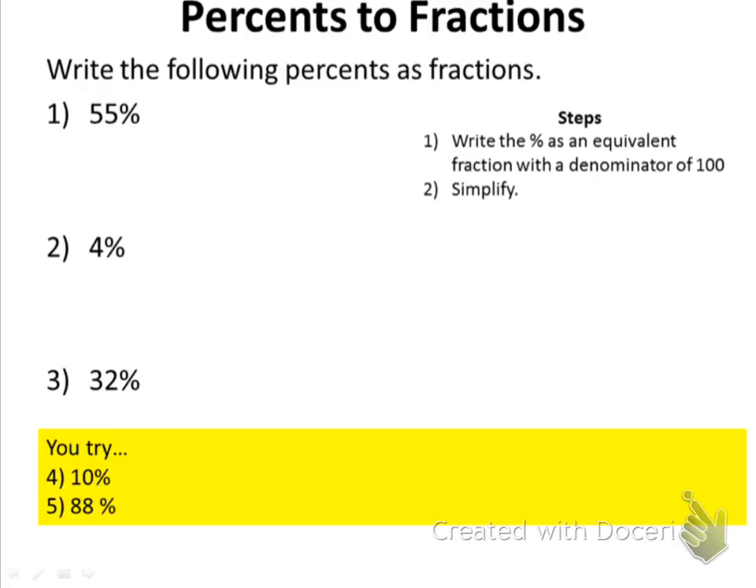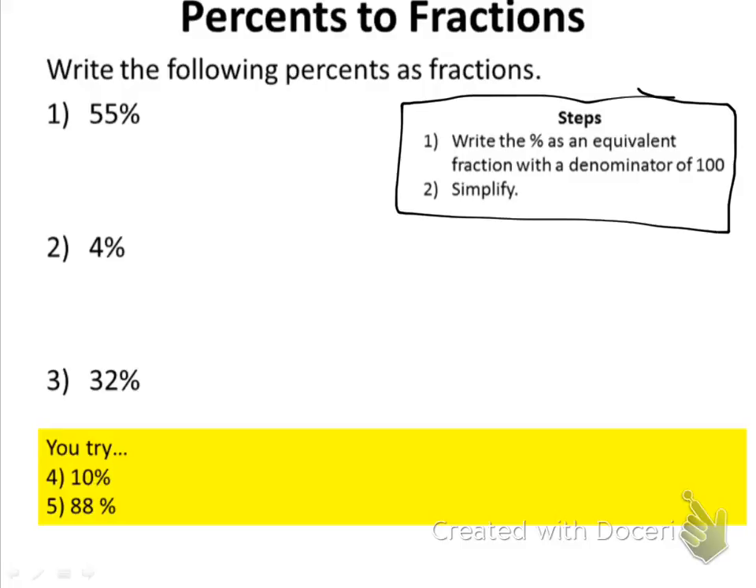The first example we're going to do here is going from percents to fractions. So our steps are written over here. Make sure you write them down. It'd be a good idea to write your steps in a different color so that you have all your steps in the same color in all of your notes. So use your color to write your steps. Our first step is to write that percent as an equivalent fraction with a denominator of 100. So 55% really means 55 out of 100.